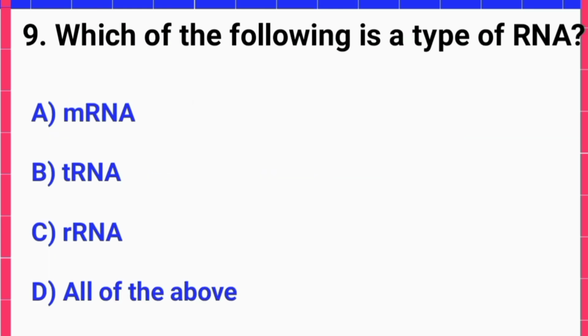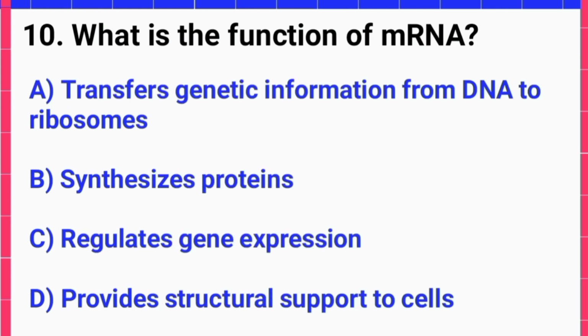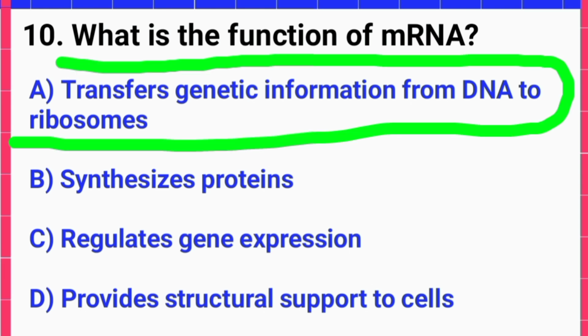Question number 9. Which of the following is a type of RNA? The right answer is option D. All of the above. Question number 10. What is the function of mRNA? The right answer is option A. Transfer genetic information from DNA to ribosomes.